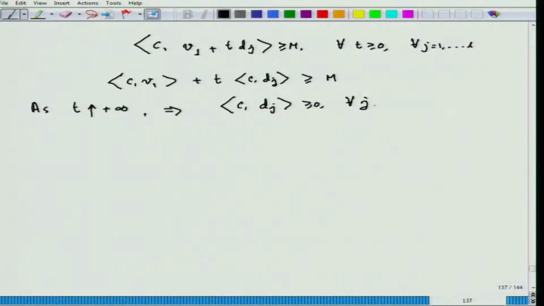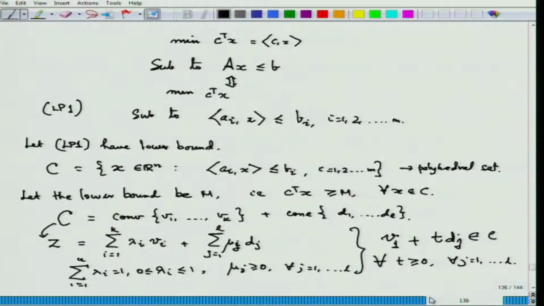Now, once I know this fact, I can look into the original problem in a slightly different way. So, I have this problem. I can now write this problem as follows.